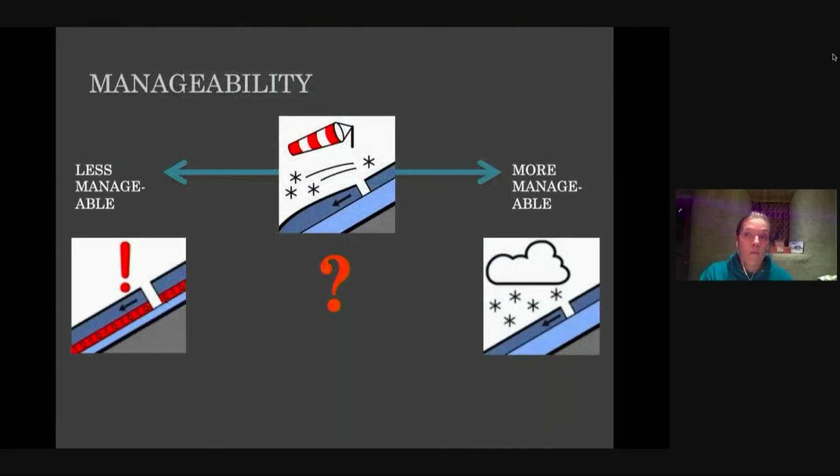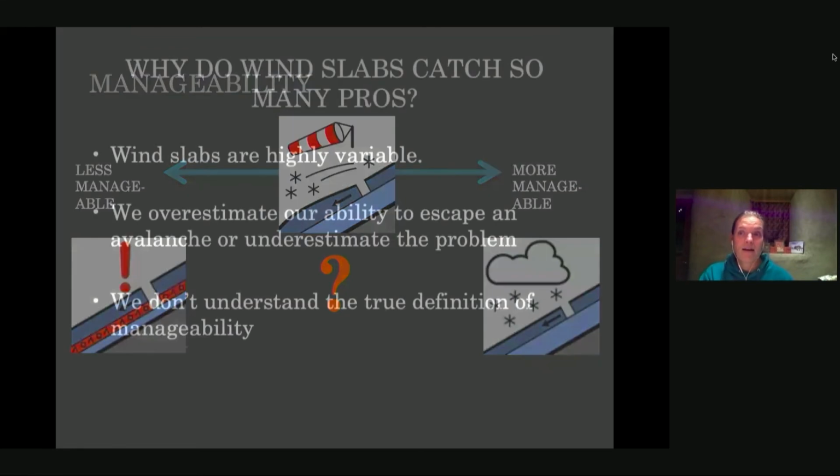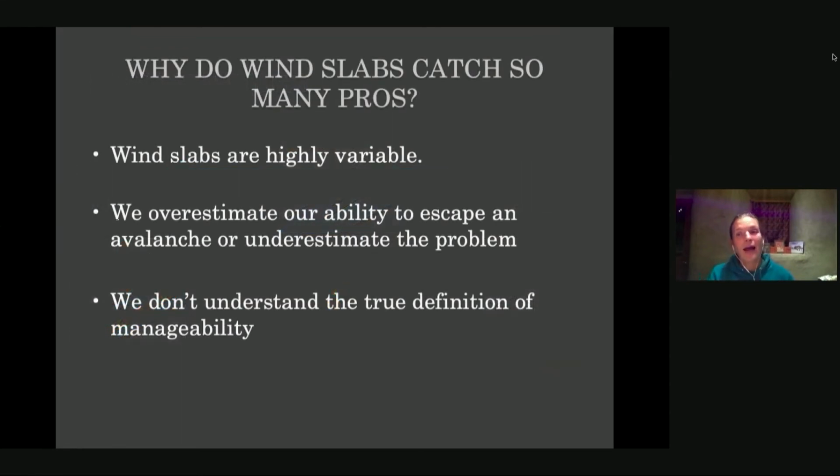Interestingly, a lot of avalanche practitioners get caught in wind slabs. And I think that wind slabs are often referred to as being manageable, but I don't think they're that manageable. In part because they're highly variable. Sometimes they're thick, sometimes they're thin, sometimes they're hard, sometimes they're soft. I think we often, as more experienced users, overestimate our ability to escape a problem, or we underestimate the size or the impact of the problem.